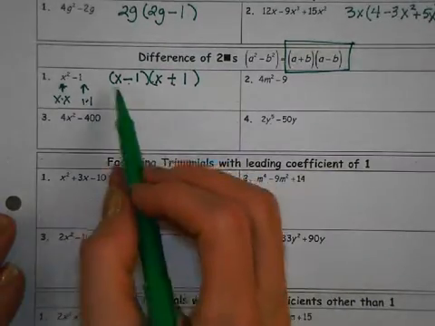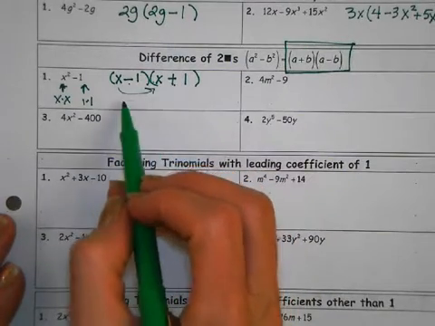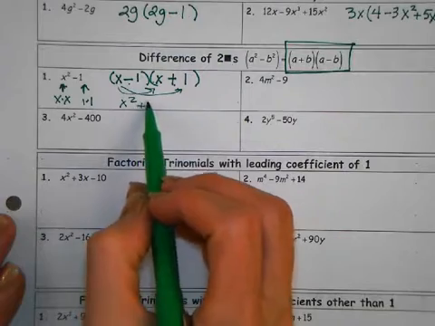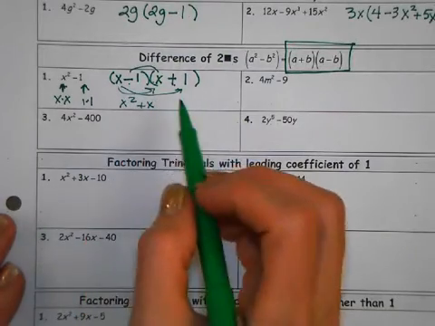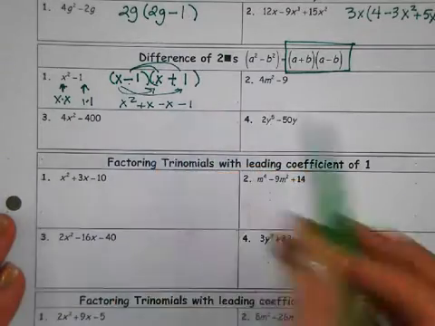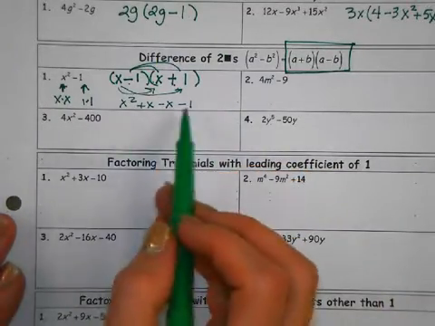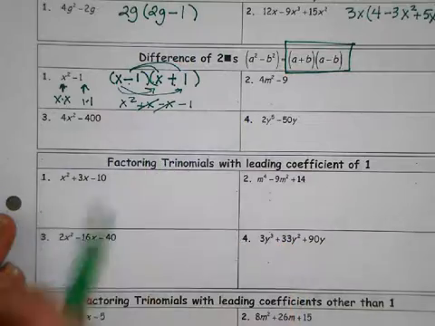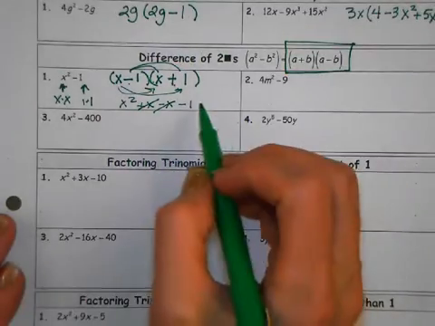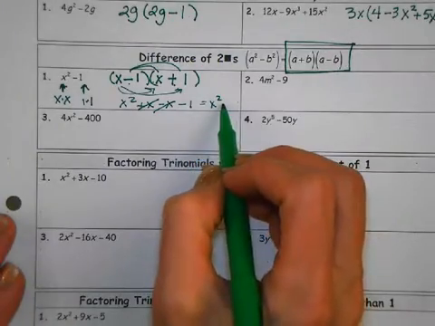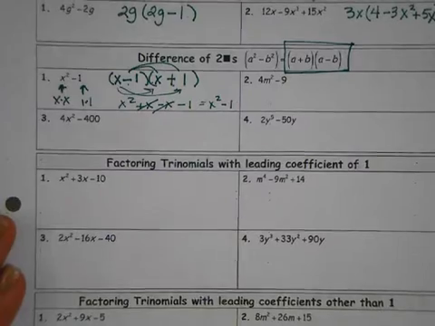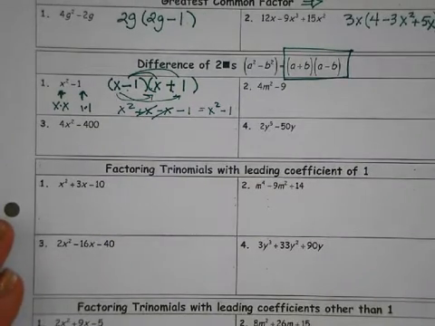You see that? So if I remultiply this out, x times x is x squared, x times 1 is plus x, negative 1 times x is negative x, and then negative 1 times 1 is negative 1, right? So when I combine these, this and this cancel, don't they? They become 0. So therefore, what am I left with? I'm left with x squared minus 1. Is that my answer? It is. Okay? So let's see how this works with another one.